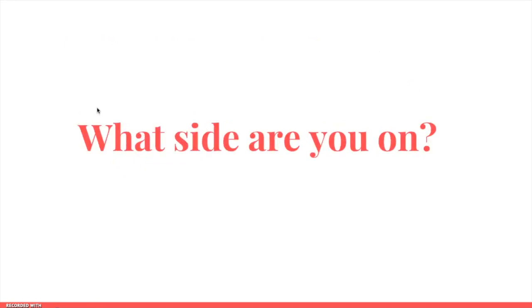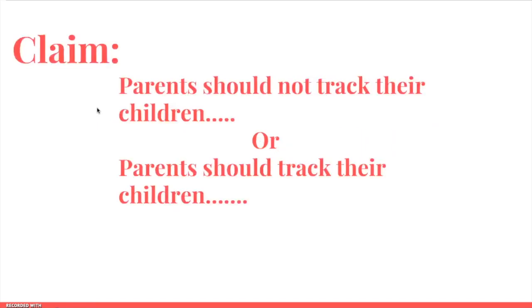Now you need to decide what side you're on, whether you agree or disagree with the articles that you were reading. Once you've decided which side you are, then you need to write your claim or the start of your thesis statement. For my example, I would use one of these 2 claims for my thesis. The first one would be parents should not track their children. The second would be parents should track their children. I'm going to go with parents should not track their children.